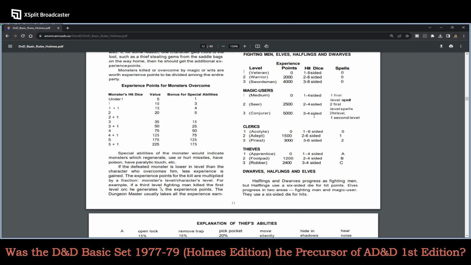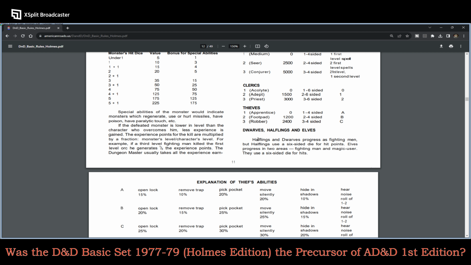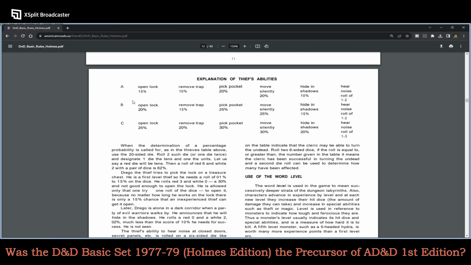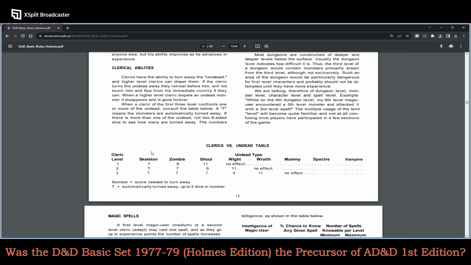Then you have magic users. They're using a D4. They're a separate character class. You have clerics, D6, separate character class, and thieves. They use a D4, separate character class. Dwarves, halflings, and elves: halflings and dwarves progress as fighting men, but halflings use the D6 for hit points. Elves progress in two areas, fighting man and magic user. They use a 6-sided die. All right, and then we go through the thieves' abilities and such, and clerical abilities.